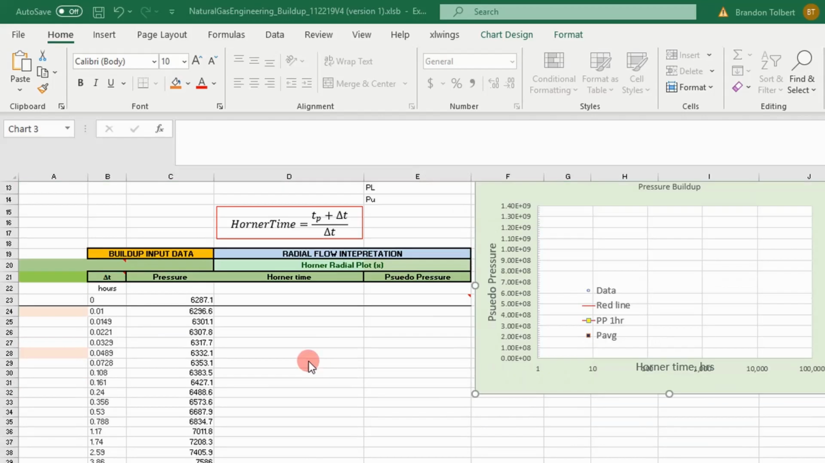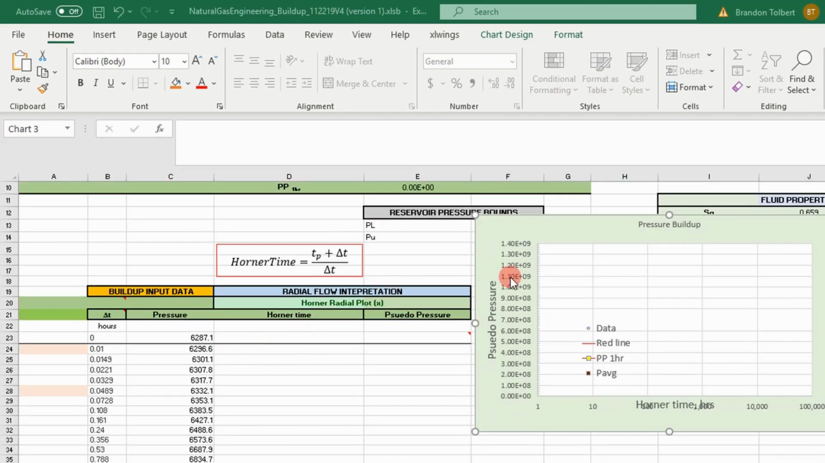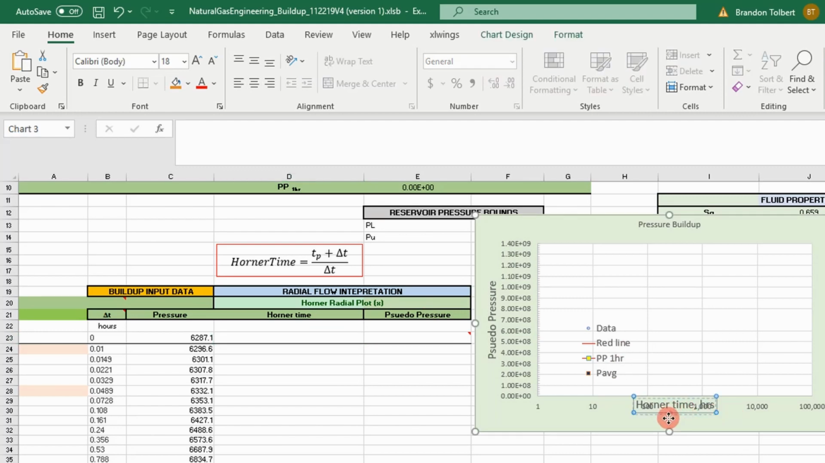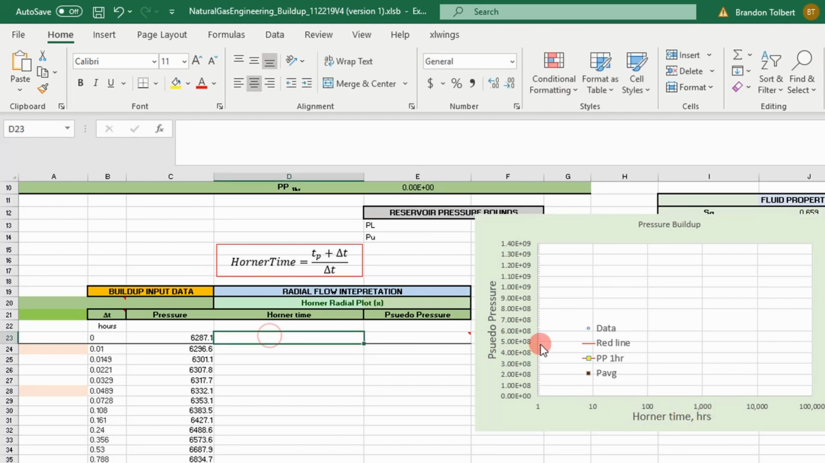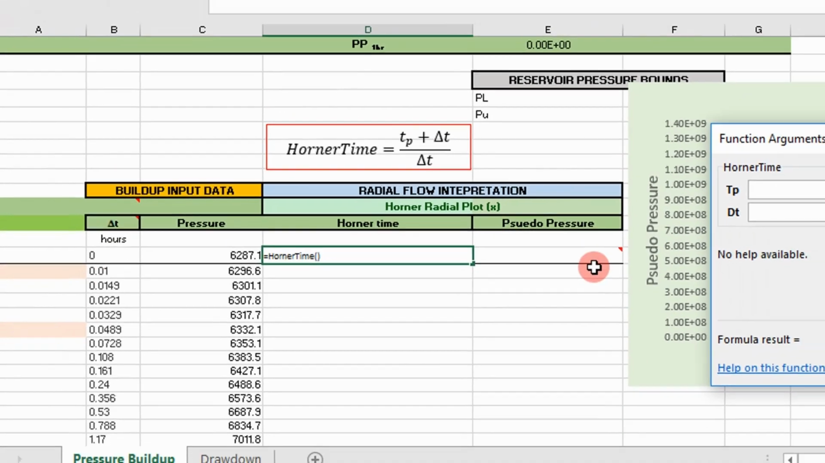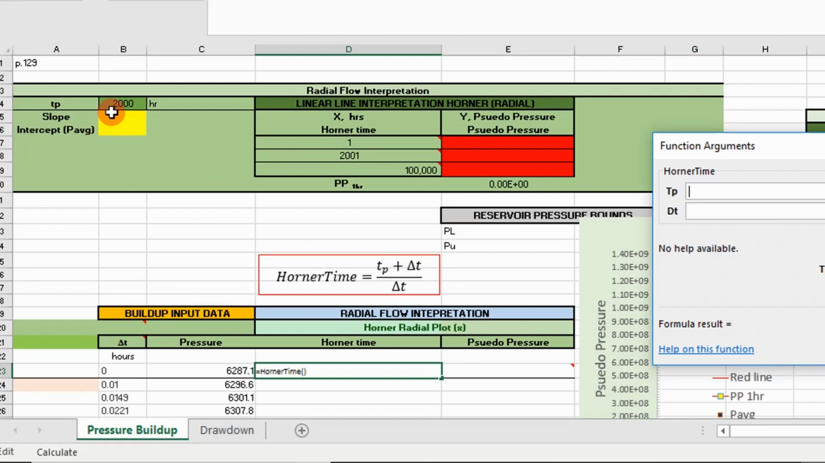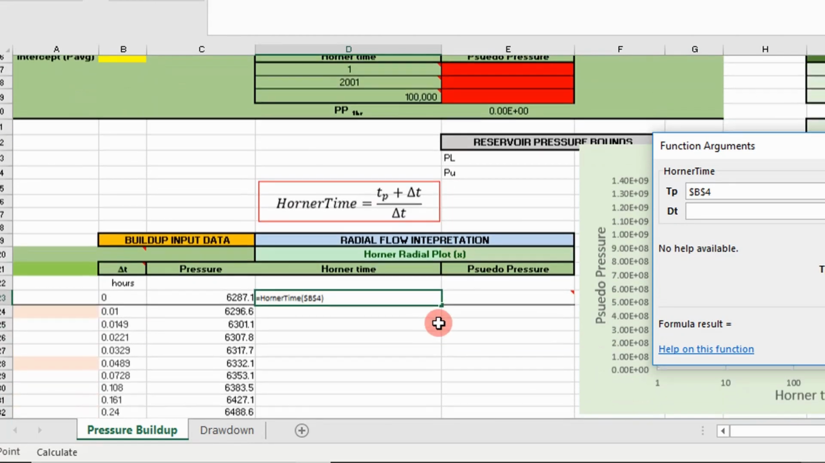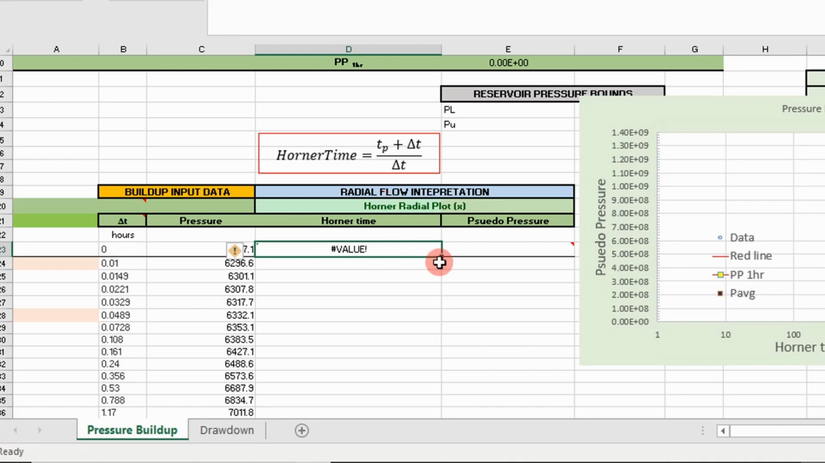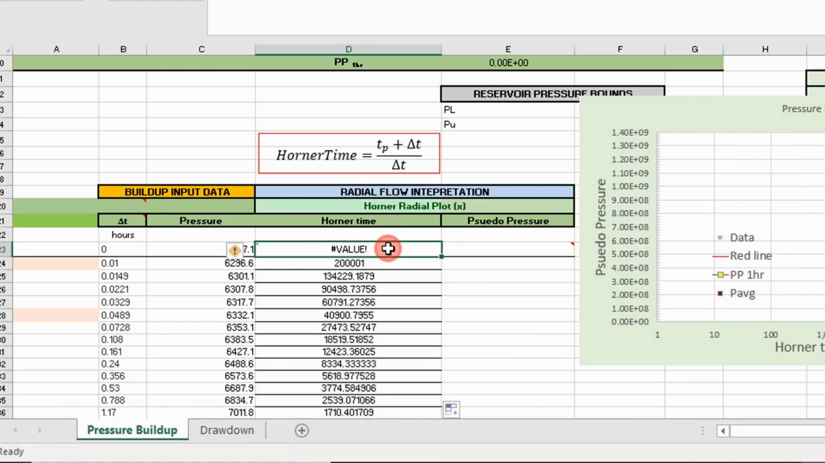So I pulled in the data. Now you want to plot your data on a pressure buildup plot. And so I have Horner time on the x-axis, and I have pseudo pressure on the y-axis. And so I wrote VBA functions for this. So I got Horner time, and I'll post the code. It's just simple one-liners. It takes your time produced, and you're going to want to freeze that, and it takes your shut-in time. And you're going to want to just carry that all the way through. So the first value isn't going to be calculated because we're dividing by 0.